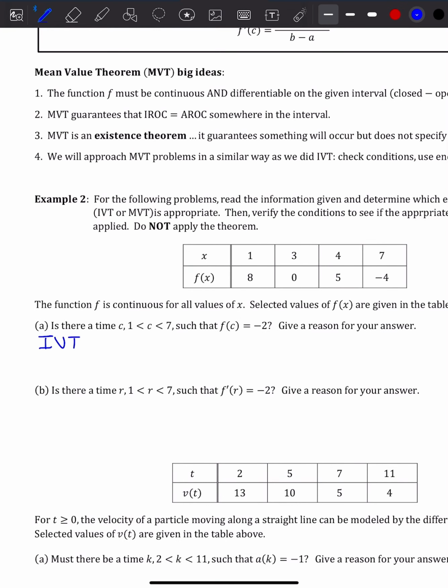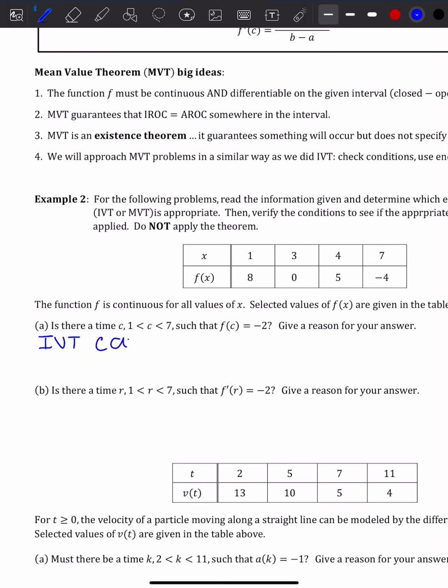So IVT, we need to remind ourselves, is talking about the existence of a y value. So we need to make sure that it is continuous. So we are looking at our function here. It says continuous, so we know that we can deal with IVT. And then the other thing that we need to check is that our y values work out here. If I look at 1, our y value is 8. If I look at 7, our y value is -4. So if we're looking at these in between, -2 is between -4 and 8. So I know IVT can be applied.